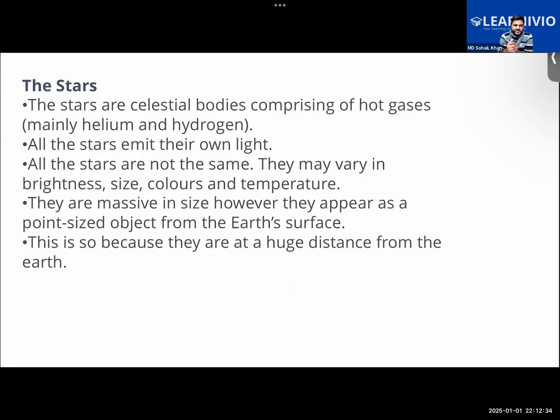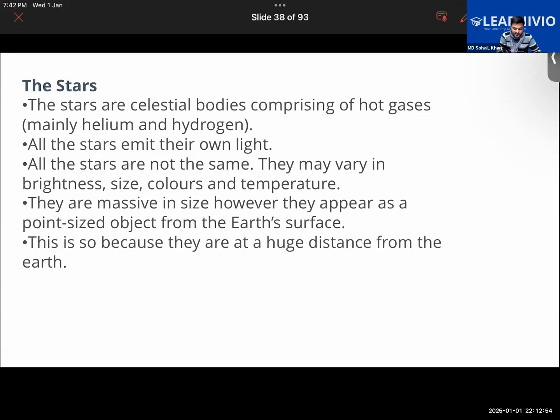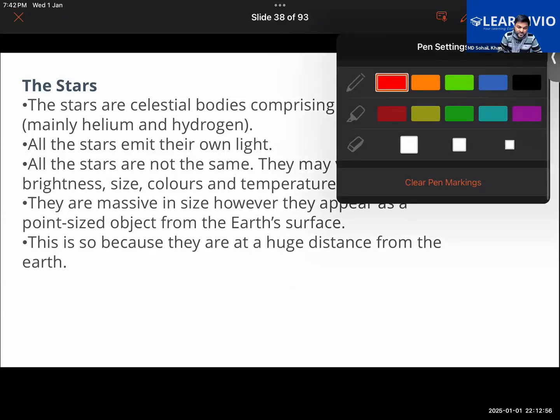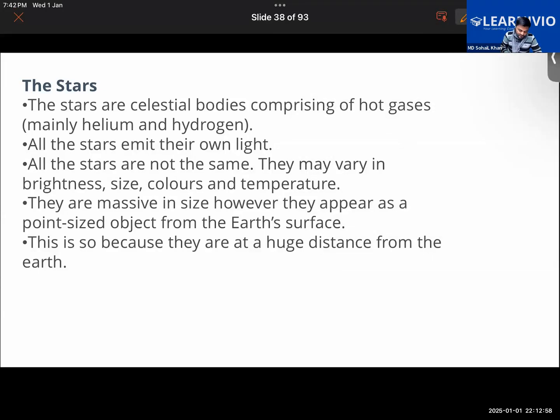Now, stars are the celestial bodies that comprise hot gases. They are mainly made up of helium and hydrogen. And nuclear reactions are occurring in the core of the star, because of which they emit heat and light. And since they are emitting their own light, they are luminous bodies. Further, all the stars are not of the same size. They vary in color, in size, in shape as well, and they produce varying amounts of heat. So thereby the temperature of different stars is also different. That is one thing we have learned.